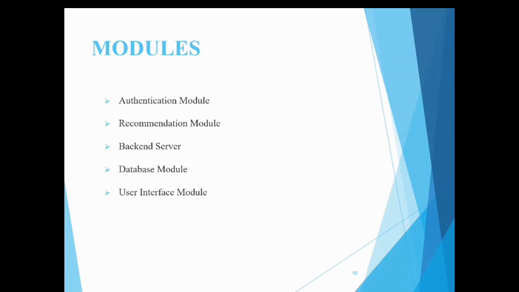Fifth one is a user interface module. This is what the user sees and uses on the screen. It is designed to be easy to use on both phones and computers. Users can enter symptoms in a form and then the system.